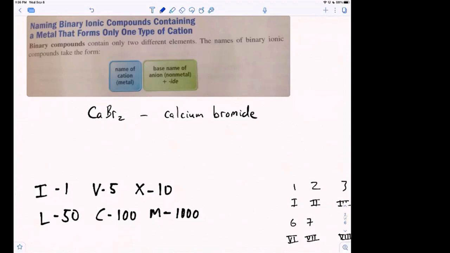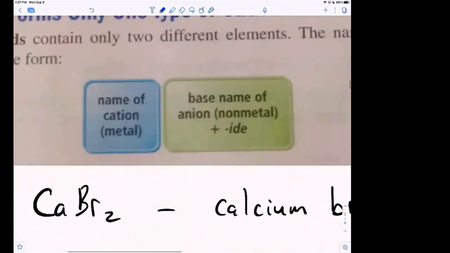But this is what we've all agreed on. So we've all agreed to name things this way. And let's start with the easy ones. So binary means two. Binary ionic compounds contain a metal that has only one type of cation. So remember, cation, positively charged ion. For these, you just outright say the name of the metal, then the base of the anion, in this case a non-metal, plus the syllable ide, I-D-E.